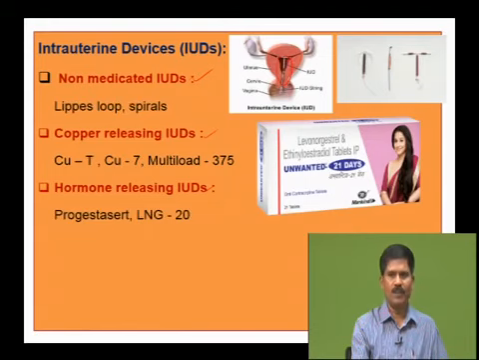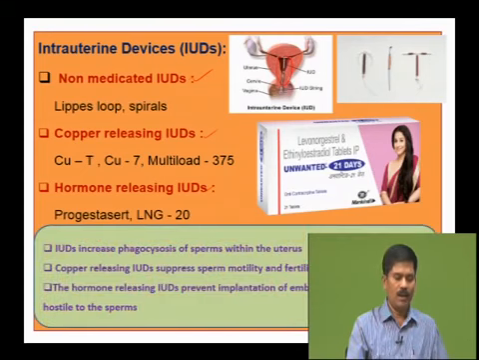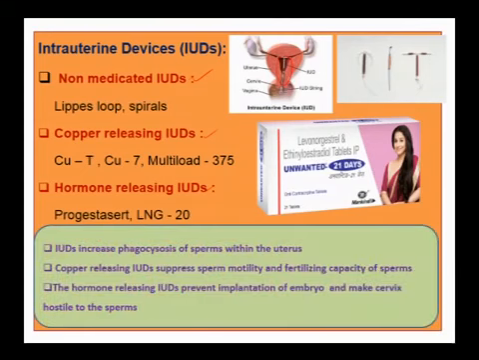Then how do these intrauterine devices prevent fertilization or pregnancy? IUDs increase phagocytosis of sperm within the uterus. Copper releasing IUDs suppress sperm motility and fertilizing capacity of sperms. The hormone releasing IUDs prevent implantation of embryo and make the cervix hostile to sperm. This is how they prevent fertilization or pregnancy.